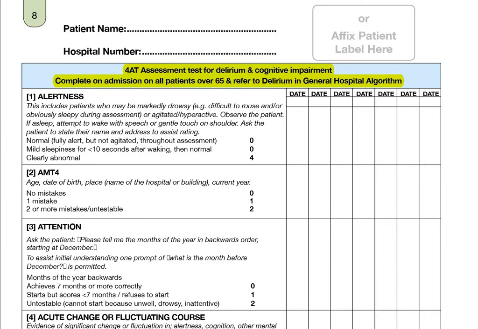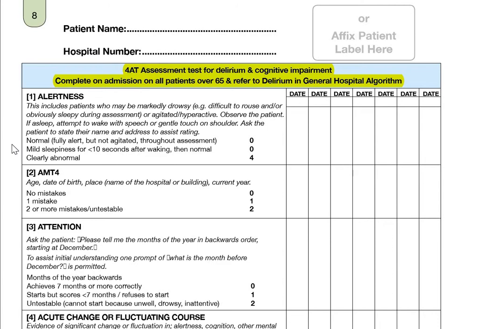So the first part of this, we look at the patient's alertness. So this includes patients who may be markedly drowsy, for example, difficult to rouse and or obviously sleeping during assessment, or agitated or hyperactive. Observe the patient. If asleep, attempt to wake with speech or gentle touch on shoulder. Ask the patient to state their name and address to assist rating.